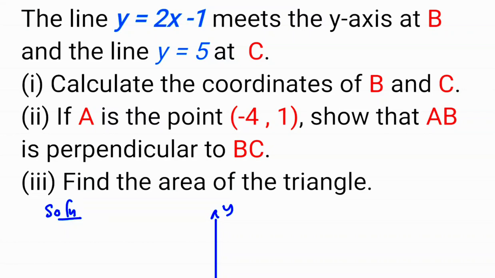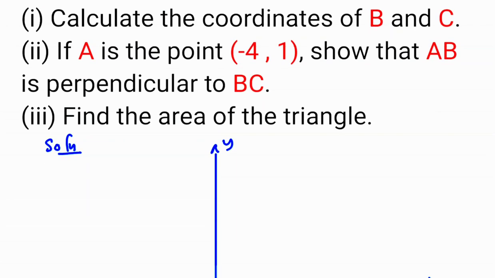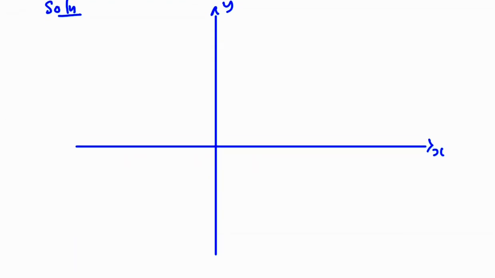The line y = 2x - 1 meets the y-axis at B, and the line y = 5 at C. Now, this information is very good. So we're going to start, like I told you in the previous video, it is good to always sketch a diagram. So now this is it.